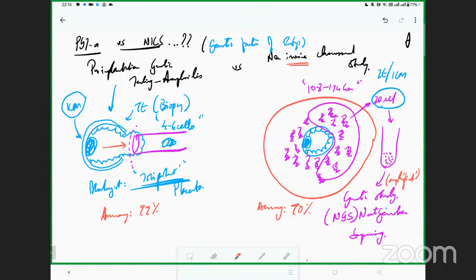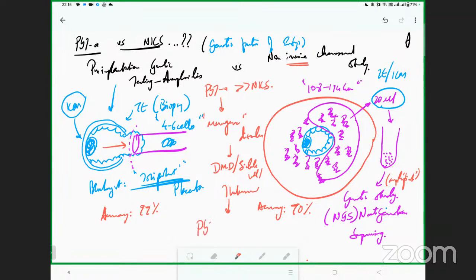There is only one specific condition where PGT-A would be much better than NICS, and that is in cases when you have monogenic, that means monogene disorders. Okay, these monogene disorders are, let's say, something called Duchenne muscular dystrophy, or you have special sickle cell variants, you have special thalassemia variants. In all those situations, you need a specific gene probe, which is called PGT-M. All right. That is for monogene defects. And for monogene defects, currently, definitely PGT-M is going to be the treatment of choice.